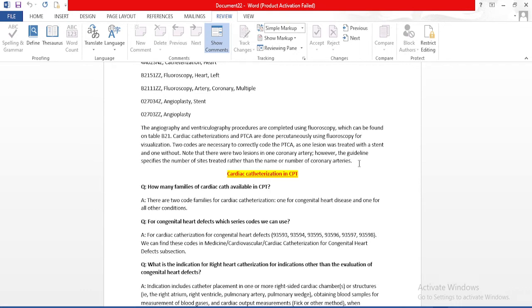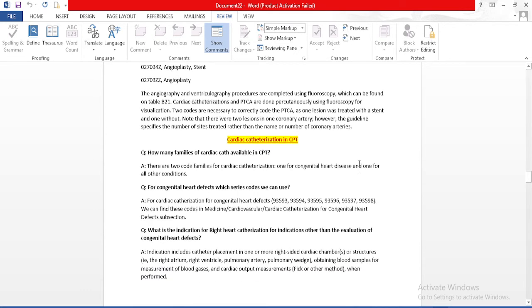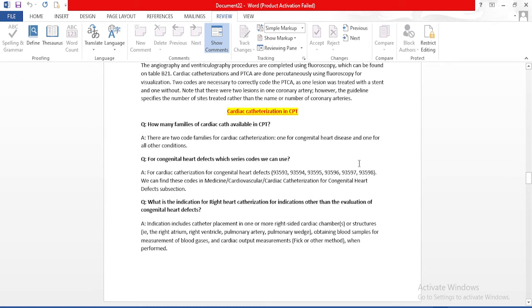So guys, we have completed PCS. Now we are going to start cardiac catheterization in CPT.